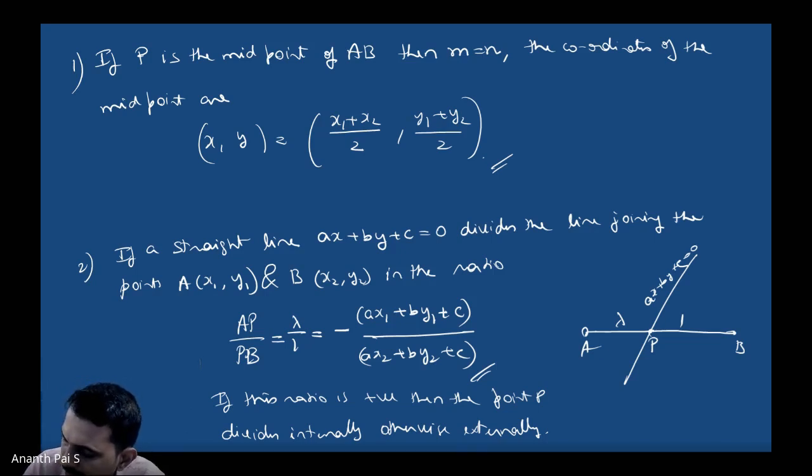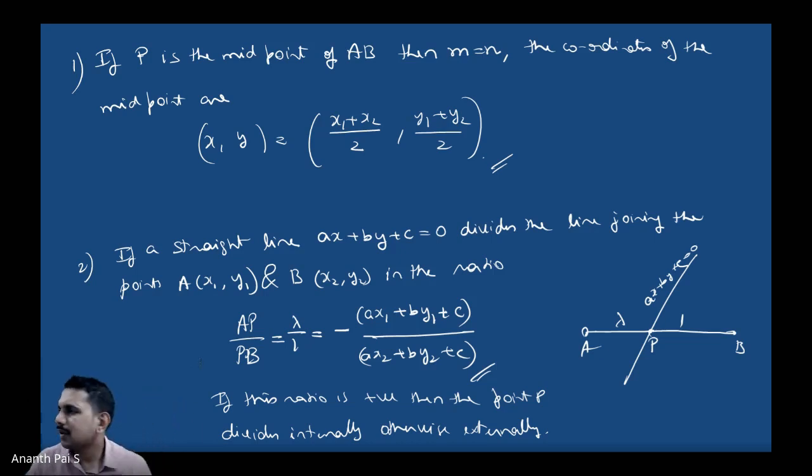Next, formula of external division we will see tomorrow. Centroid of a triangle. Area of the triangle. Locus and its equations. Good enough. Once we do that, we'll get the straight line. Then we have to do circle. After circle, parabola. It's the easy part.